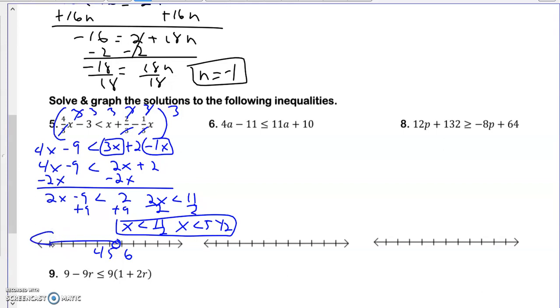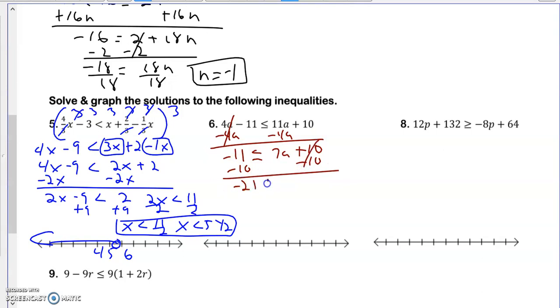Taking a look at this, I'm going to look to see which variable is smaller. And I notice that the 4 is smaller, so I'm going to subtract that. So I get negative 11 is less than or equal to 7a plus 10. I'm going to subtract 10. And with same signs, add and keep, I get negative 21 is less than or equal to 7a. Divide by 7. And I'm going to get negative 3 is less than or equal to a.